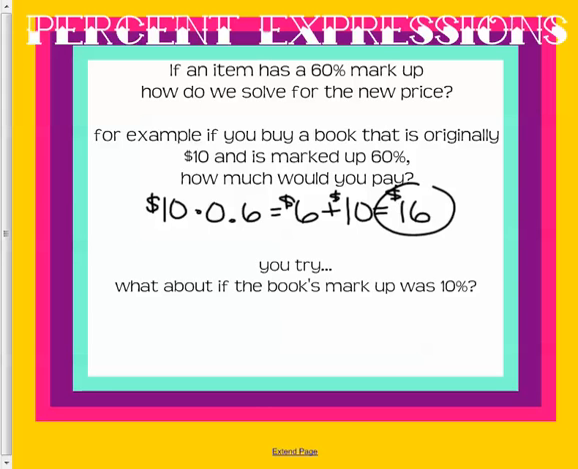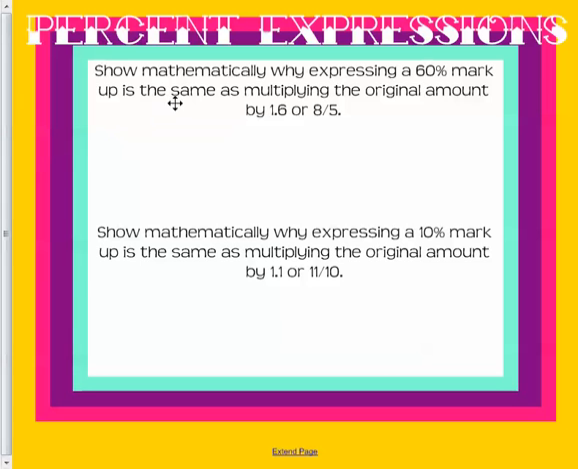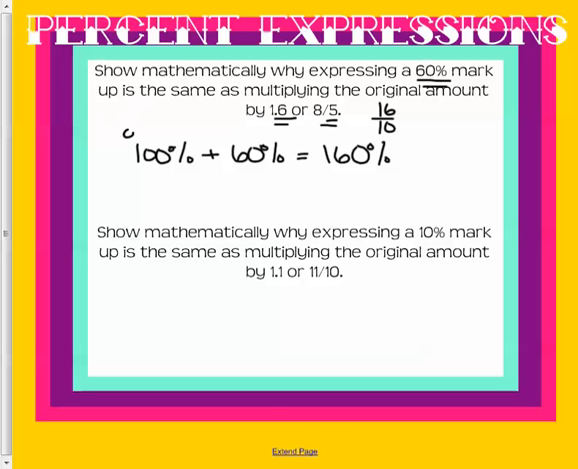Okay, so let's look at the next example. Then we're going to show why we have a trick here. Expressing a 60% markup is the same as multiplying by 1.6 or 8/5. So if we look at 8/5, it's also 16/10. The reason why this one works is because I'm taking my 100%, but I'm adding the markup, which is 60%, to get 160% of the original item. So it's the original plus the markup, which equals the price that people are going to pay.